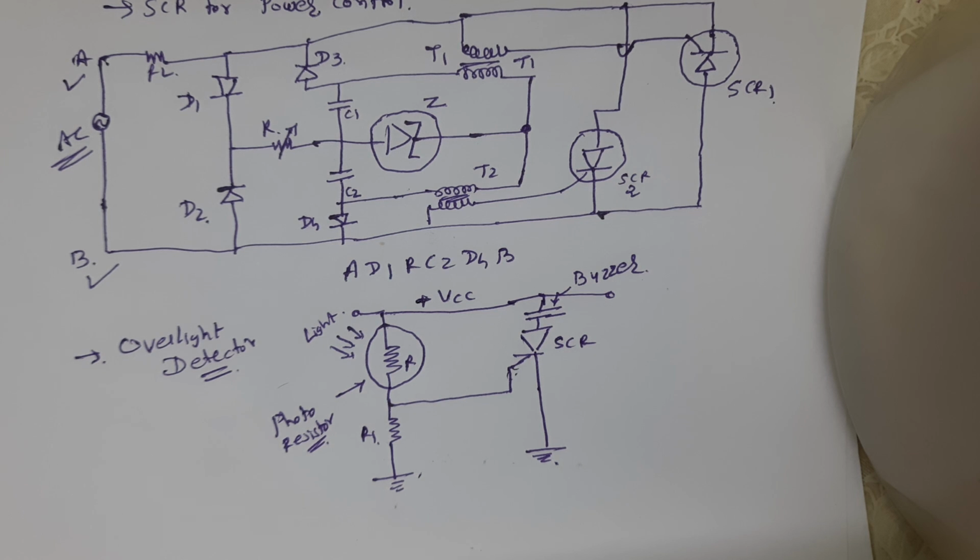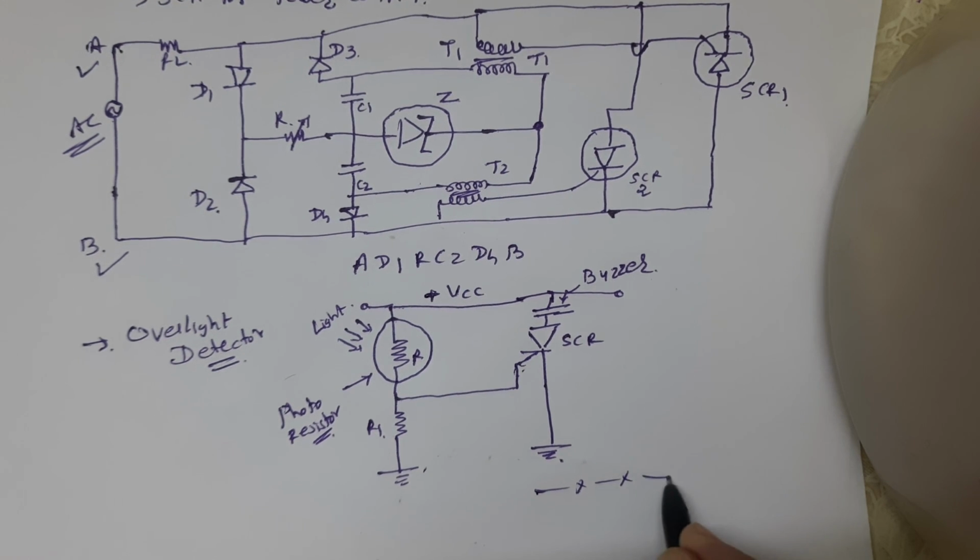It may be noted that even if the strong light disappears, the buzzer continuously sounds the alarm. It is because once the SCR is fired, the gate loses all control. That completes this chapter.